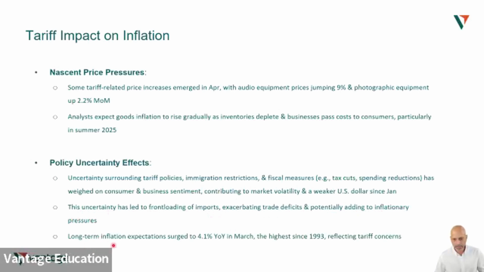Now, longer-term inflation expectations surged to 4.1% in March of this year, the highest since 1933, reflecting tariff concerns. But since then, we've seen the latest long-term inflation expectations moderate down to about an annualized rate of 3.6%, as seen in the latest preliminary findings by the University of Michigan on its consumer sentiment survey.